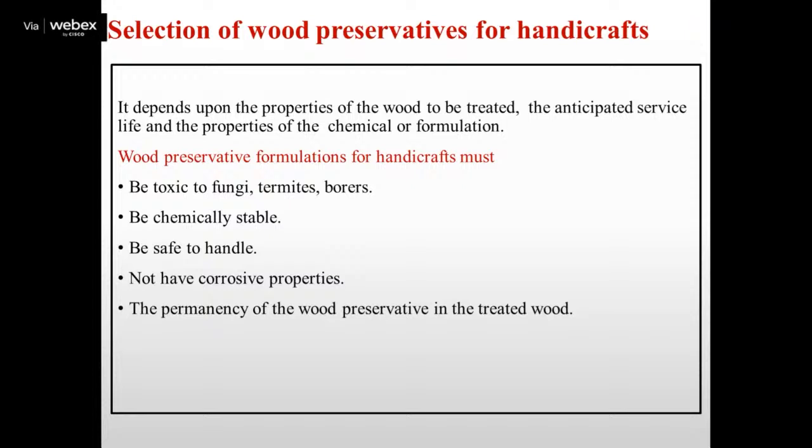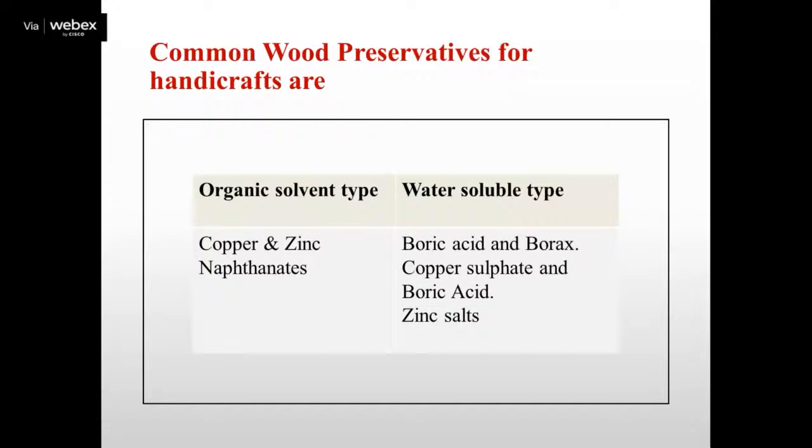And common wood preservatives used in treating handicraft articles are organic solvent type, which can also be used, copper and zinc naphthenates, but it is not advisable. It is better to use water soluble type. It is easy to handle and eco-friendly. Compared to the solvents, water is more eco-friendly. So water soluble types are boric acid, borax, copper sulfate, and boric acid with zinc salts. Copper sulfate is not desired, but if the fungal attack is more, then we have to use copper sulfate. Otherwise, boric acid, borax, or boric acid with zinc salts can be used as a preservative.